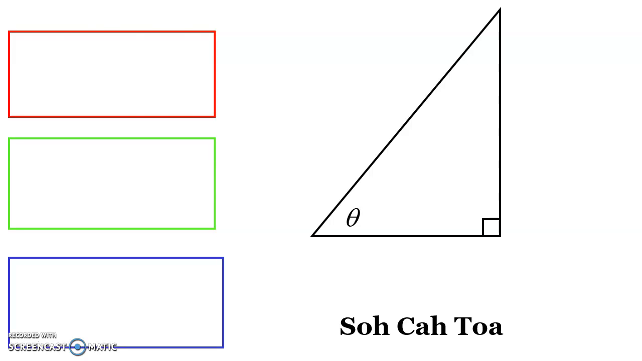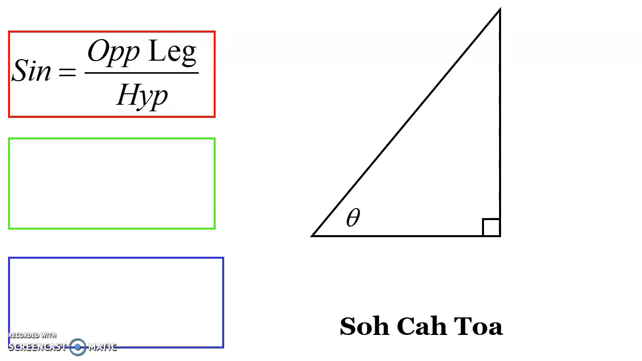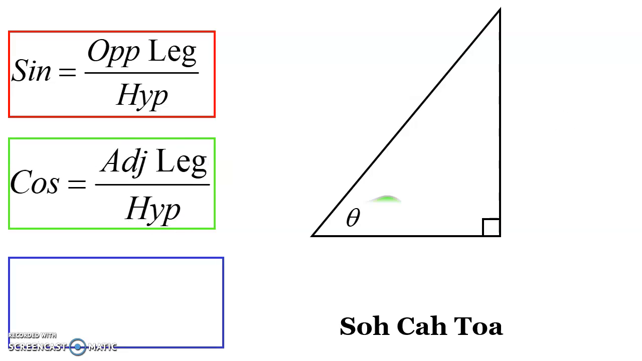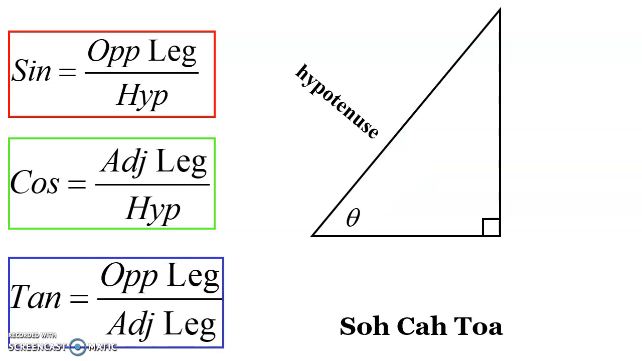Okay, so I've got my angle of interest here. Sine is going to be the opposite leg over the hypotenuse. Cosine is my adjacent leg over the hypotenuse. And tangent is going to be the opposite leg over the adjacent leg.